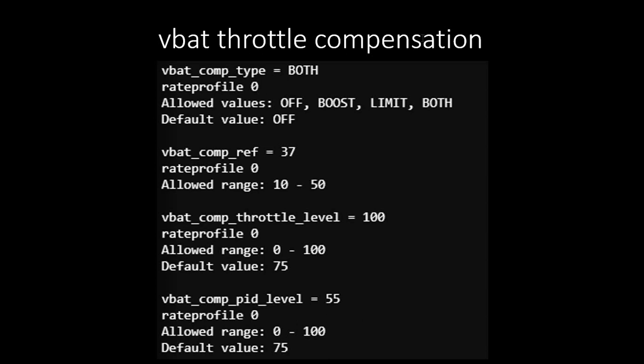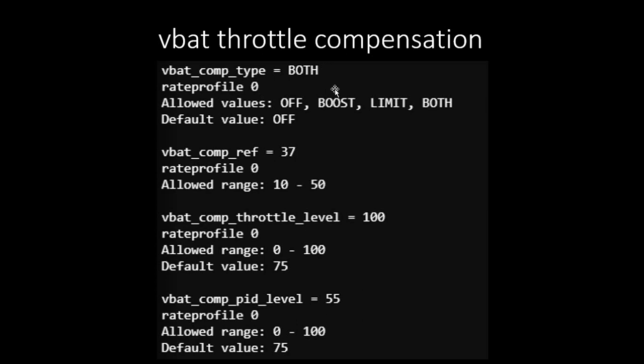This is vbat throttle compensation. Now what this code does is it attempts to make your throttle consistent. It attempts to give your throttle a consistent feel throughout your battery life. So a good way to put that is, as your battery starts to sag, at the start of the battery, you move the throttle to 50%, you experience X amount of power. At the end of the battery, you stick the throttle at 50%, you don't get the same level of power.